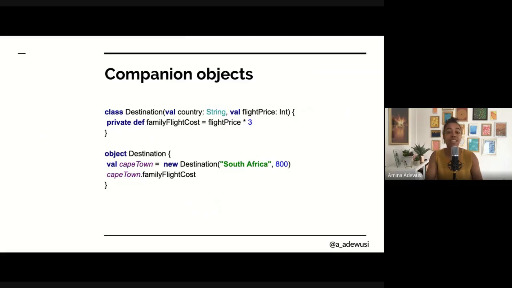If we create a new instance of our class inside the object, we can now call the method family flight cost.